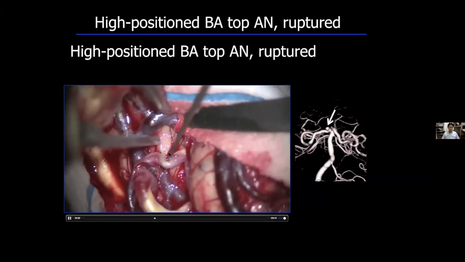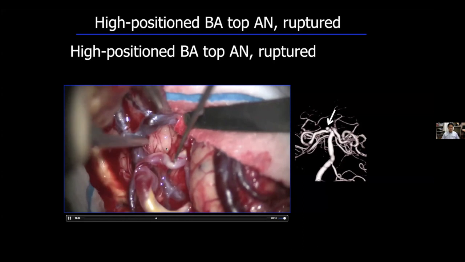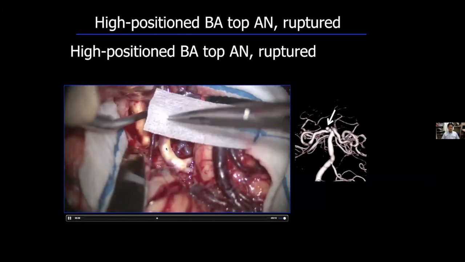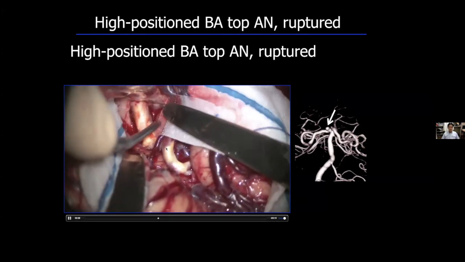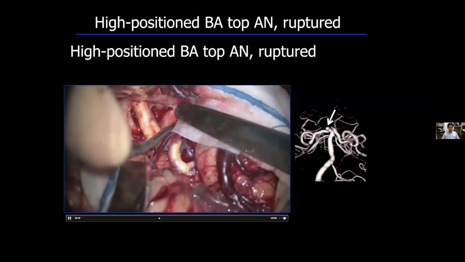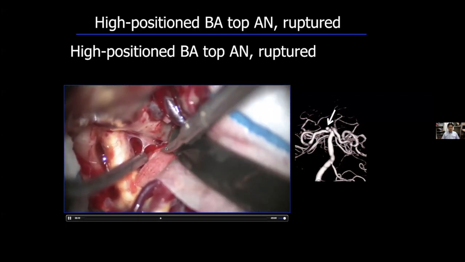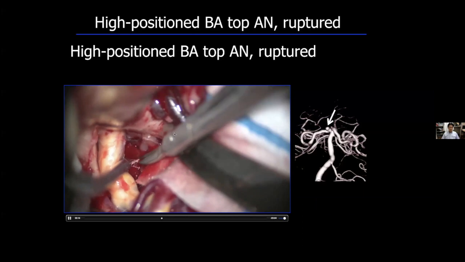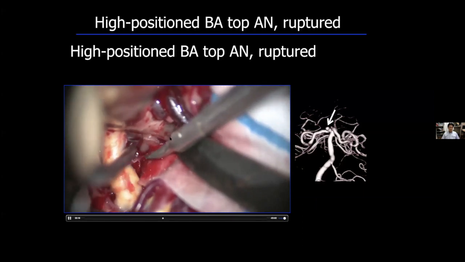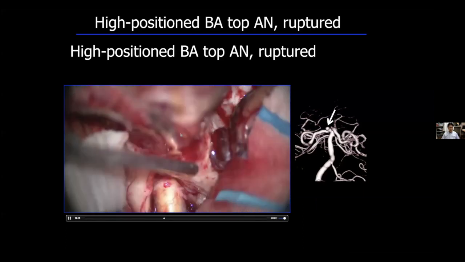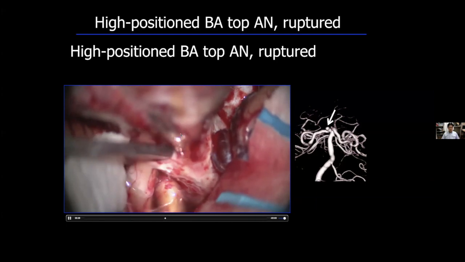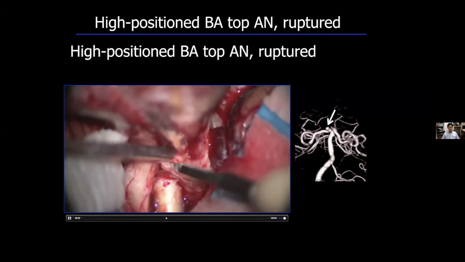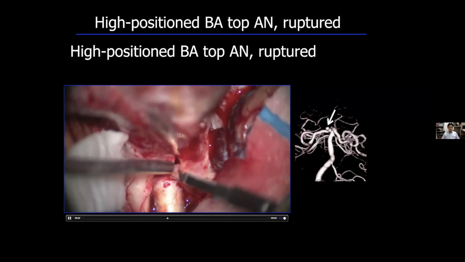By isolating these vessels, including arteries and veins, now I can retract the temporal lobe posteriorly like this. Look at the tip of the retractor. This is contacting the tentorium. And the next step is to cut the distal dural ring.